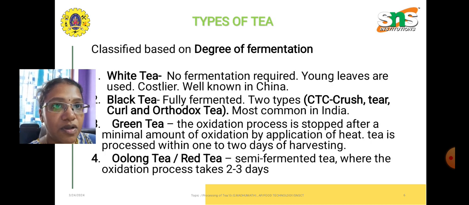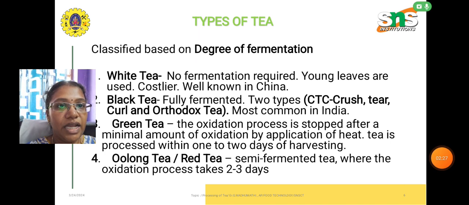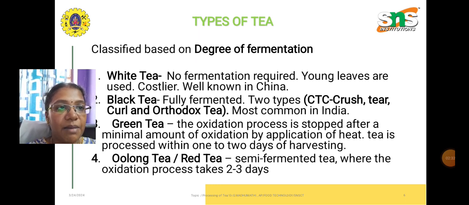So some of the types of tea are classified based on the degree of the fermentation process. We classify the tea as white, black, CTC (crush, tear, curl) and orthodox tea, green tea, and the red or oolong tea. White tea is where fermentation is not required, and fully fermented we call black tea, whereas green tea is where the oxidation process is stopped after a minimal amount of oxidation by the application of heat.